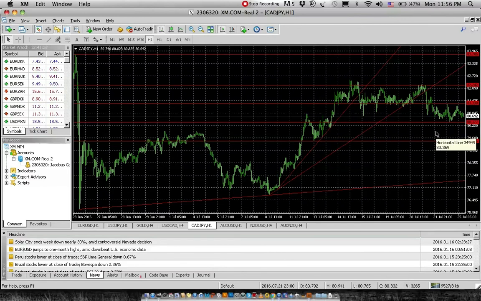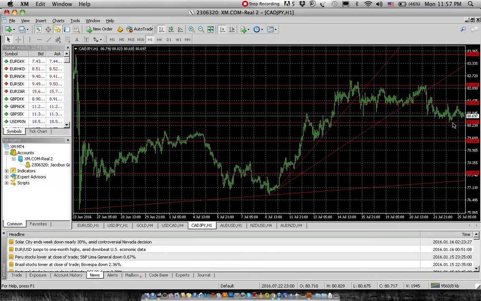Again, I would prefer to place my entry level just below this level over here, place my first profit level over here, and my second profit level I haven't yet drawn in. Let me quickly do that. I would look to profit just above this trend line over here, because that's what the market usually does, guys. When it breaks through one trend line, it heads towards the next trend line.